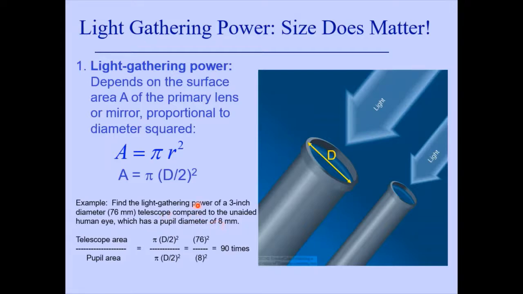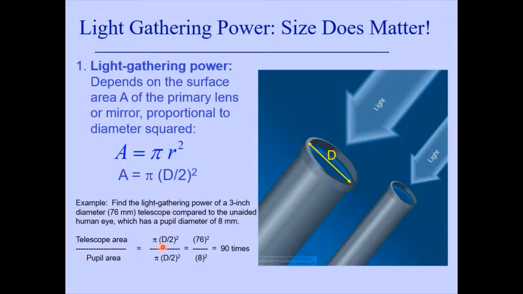So what we're going to do here is compare the naked eye, or the unaided eye, to a small little telescope, the kind that you could buy for much less than $100. You can get a 3-inch telescope. And we're going to find out that the 3-inch telescope is actually much superior to the unaided eye. For light gathering power, we're going to look at the ratio of the area of the telescope to the area of our pupil. So we're going to use this equation here.